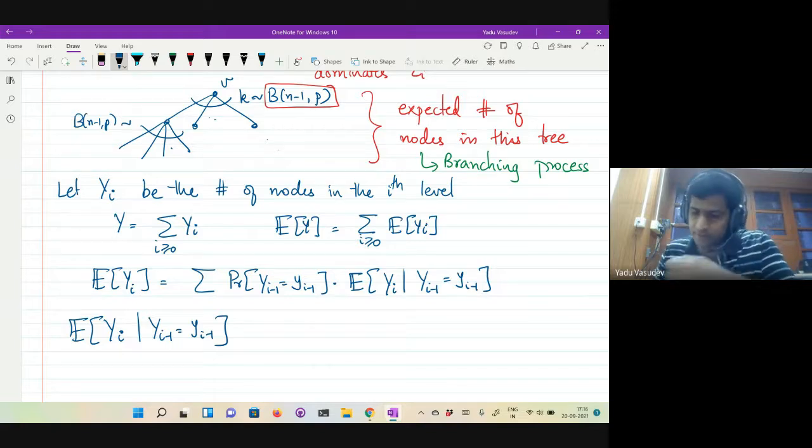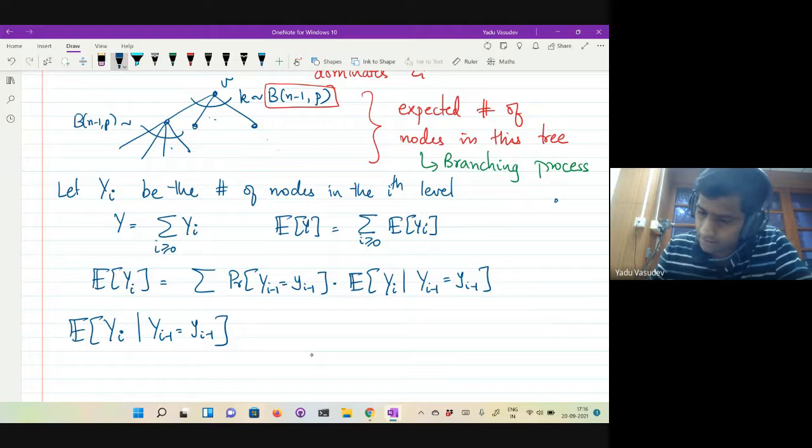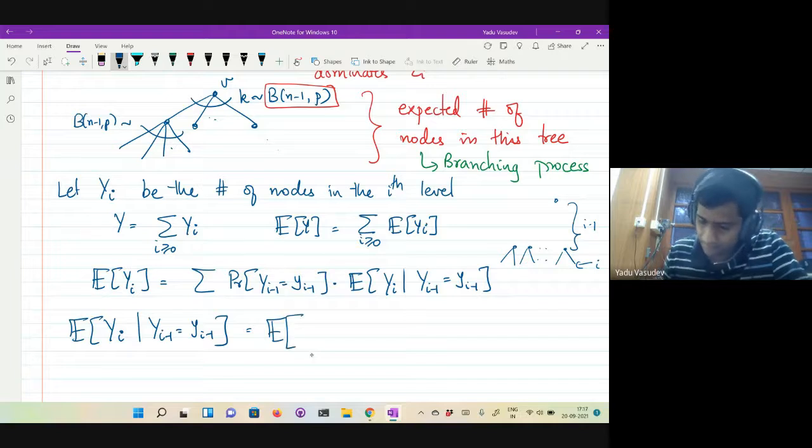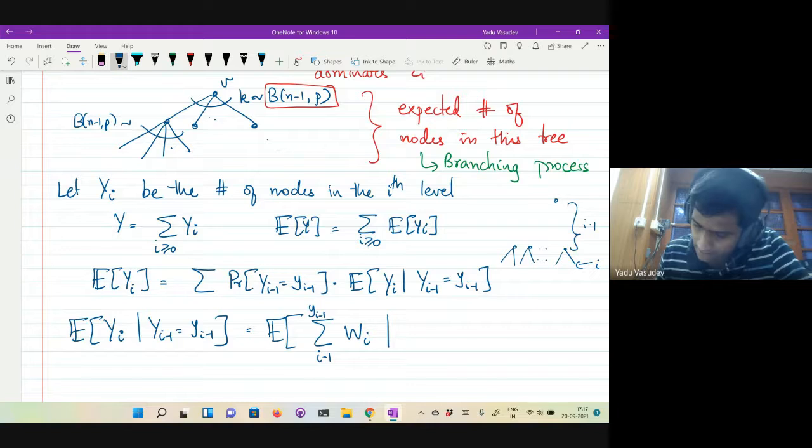So what does this mean? You have this tree, and at level i minus 1 you have so many children, and you're looking at how many children the next level can have. This is the ith level. I can write it in the following way: it's the expectation of the summation of these random variables, which I will call W_i, where i goes from 1 to small y_{i-1}, given that Y_{i-1} is equal to small y_{i-1}.